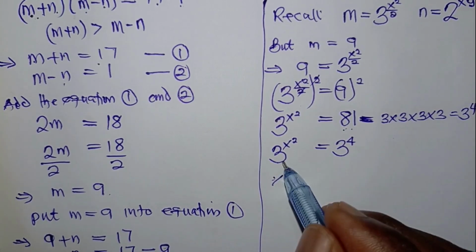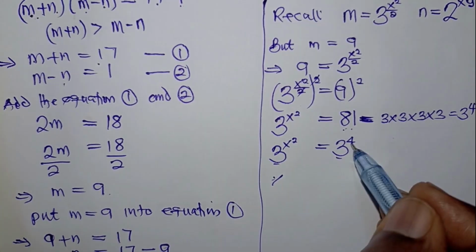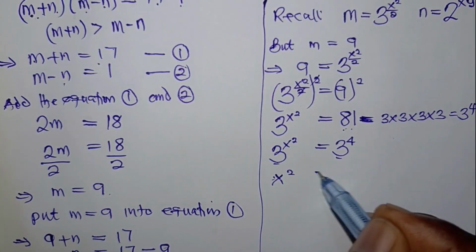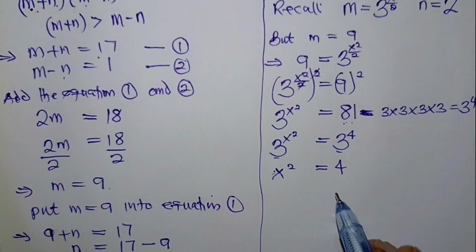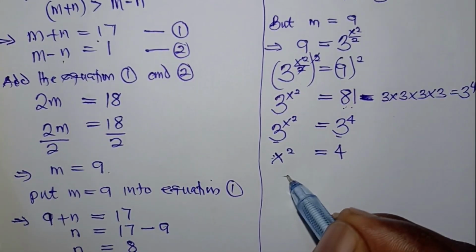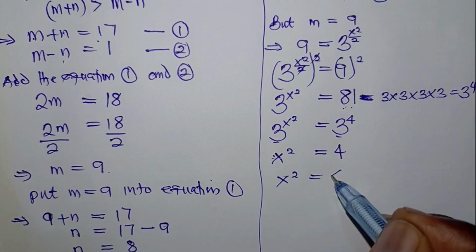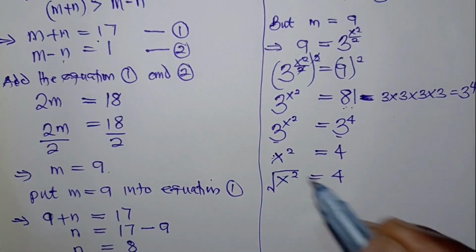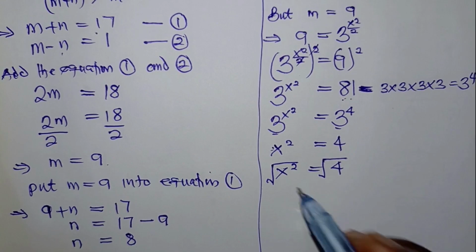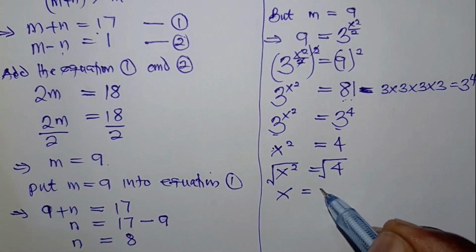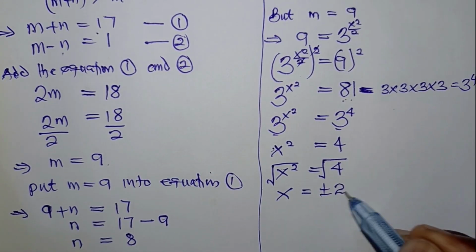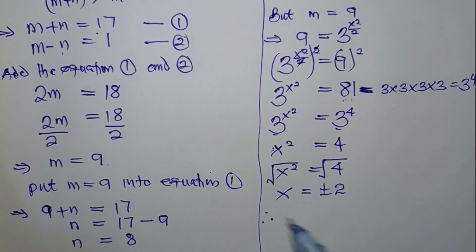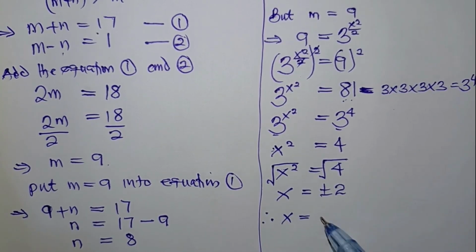If the bases are the same, 3 and 3, then we can equate the exponents. So we have x squared equals 4. Let's find the value of x here. Find the square root on both sides. So we have x equals plus or minus 2. Therefore, we conclude that x is equal to 2 or minus 2. So these are the set of values for x.